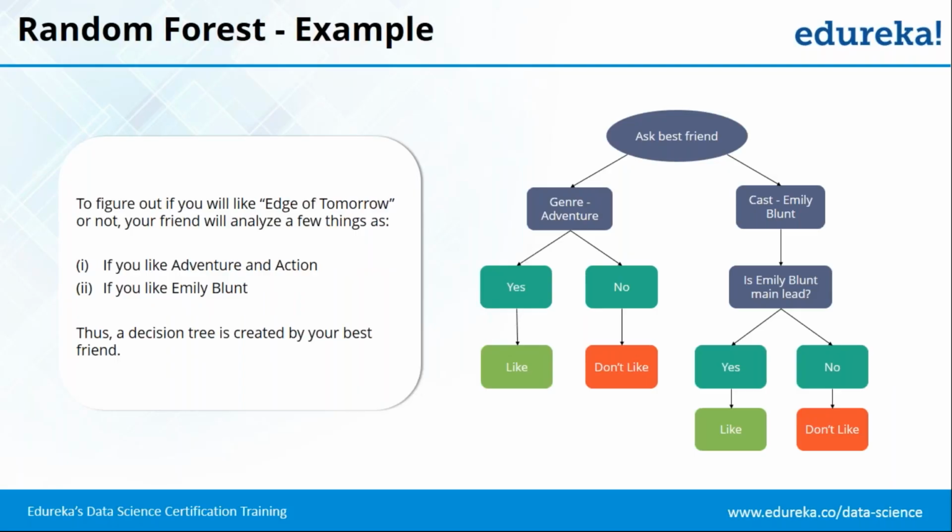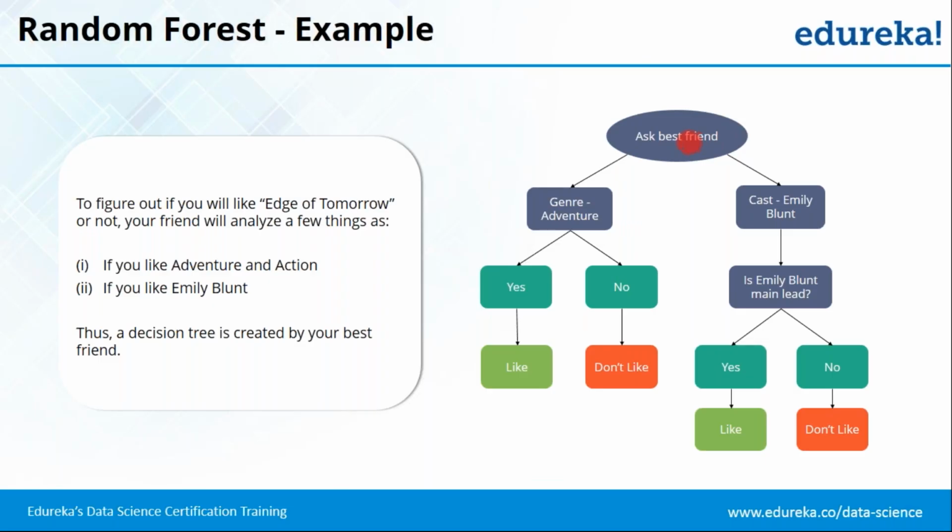So now let's just take the first scenario, where you go to your best friend and ask whether you should go out to watch Edge of Tomorrow or not. So your friend will probably ask you certain questions, like the first one being genre. So let's say your friend asks you if you really like adventurous kinds of movies or not. So you say, yes, definitely, I would love to watch an adventure kind of movie. So the probability is that you will like Edge of Tomorrow as well, since Edge of Tomorrow is also a movie of adventure and sci-fi genre, right? So let's say you do not like the adventure genre movie. Then again, the probability increases that you might not like Edge of Tomorrow, right? So from here, you can come to a certain conclusion, right?